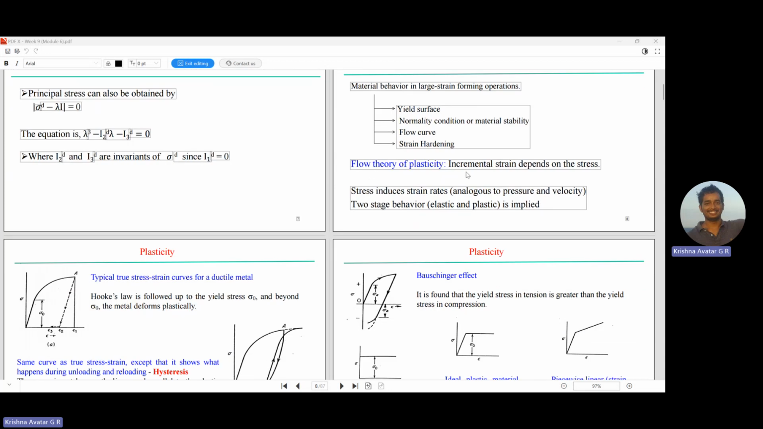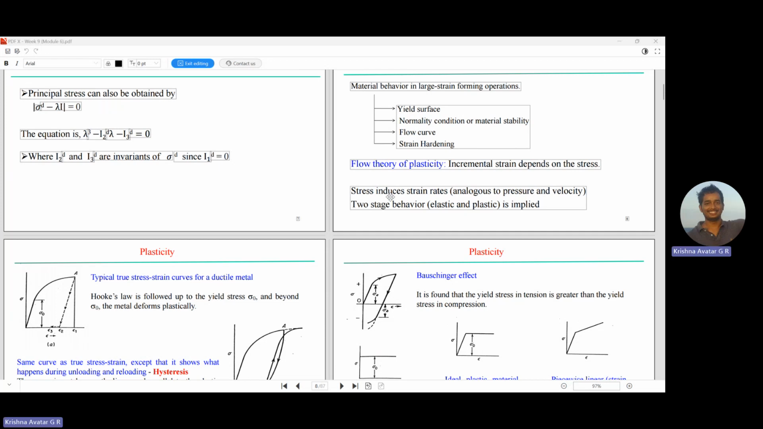The flow theory of plasticity. What it says is, as we know, during plasticity, as we keep on increasing load, the material will gradually plastically deform into various different configurations. So what we are concerned with here is how the incremental stress depends on the incremental strain. And we call it flow just because it tends to deform with time, isn't it? Even if you have one stress and we just keep it, it will still deform with time.